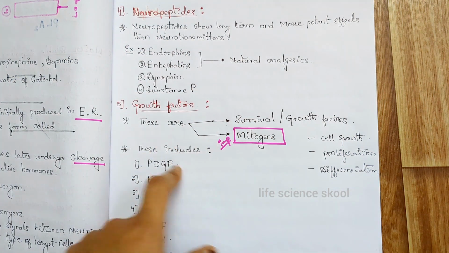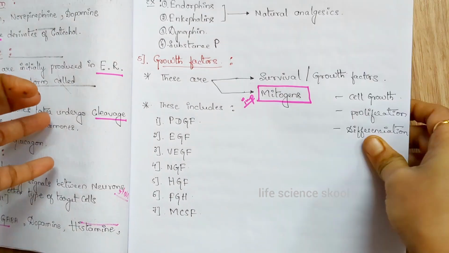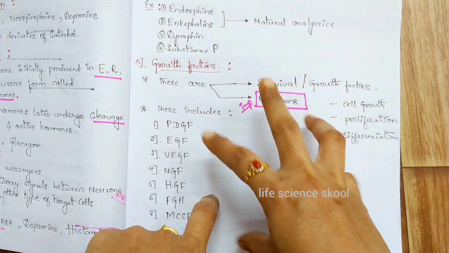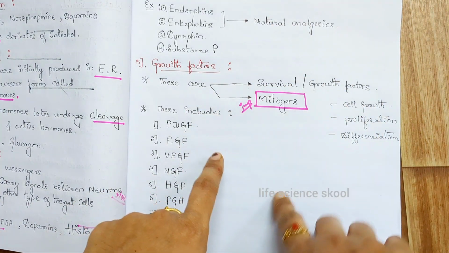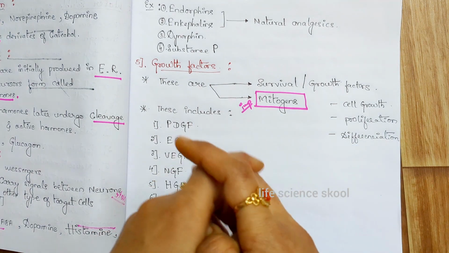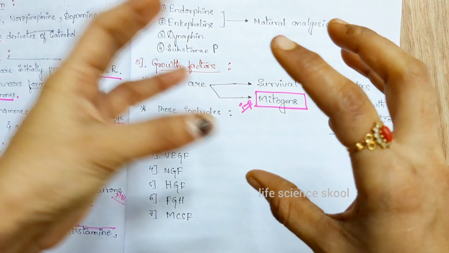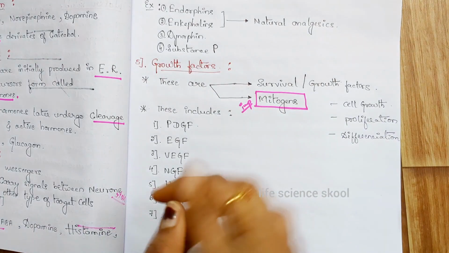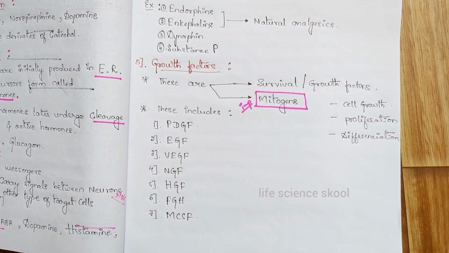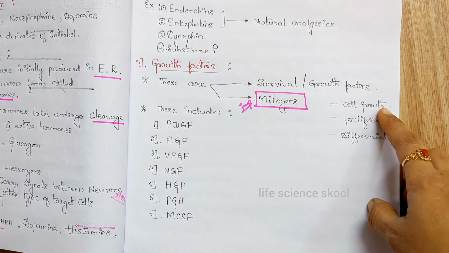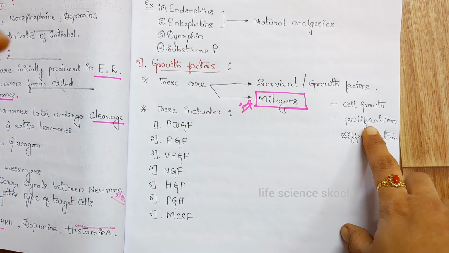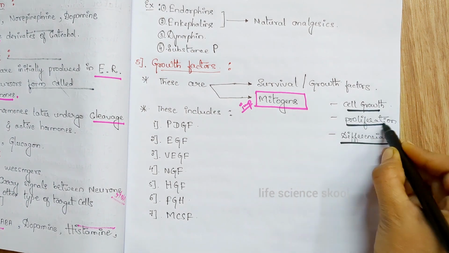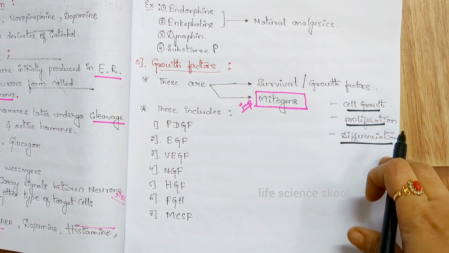And what is the main function of these growth factors? These are water soluble signaling molecules, right? So the receptor will be present on the cell surface, cell surface receptors. The signaling molecule is going to bind with the cell surface receptor and form a ligand-receptor complex, and then the next process is going to start. So these growth factors regulate cell growth, proliferation and differentiation. These are important, you have to remember them here.